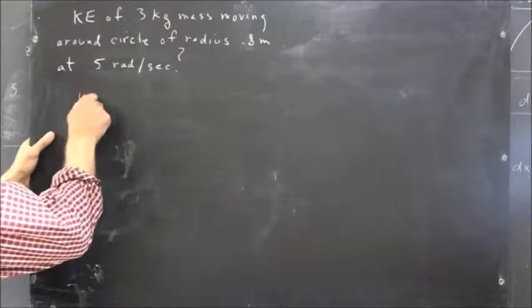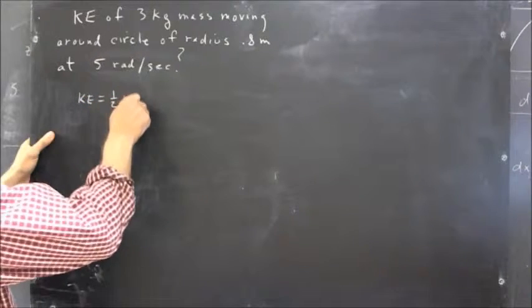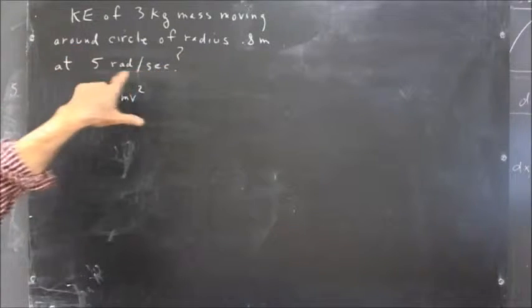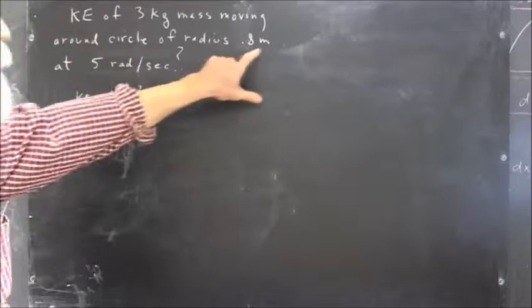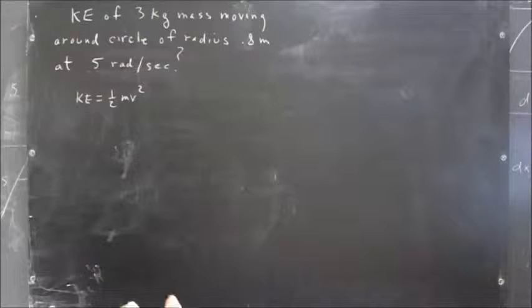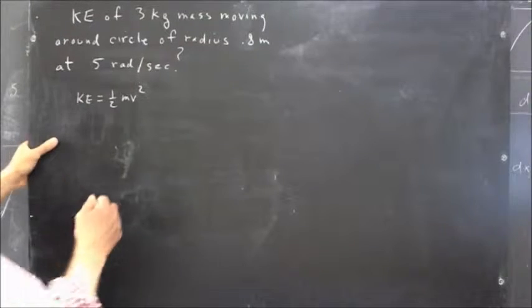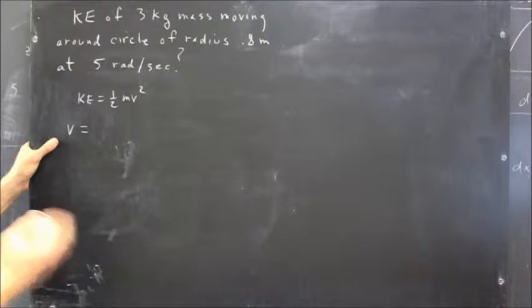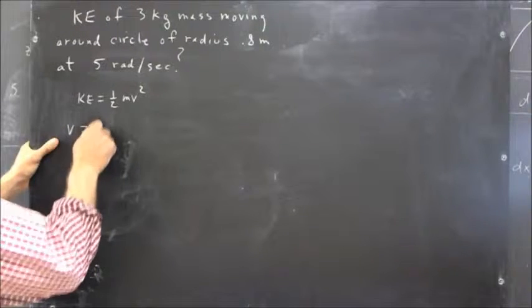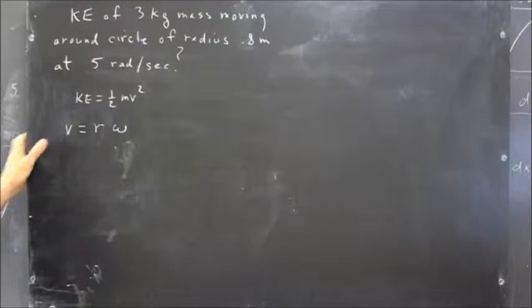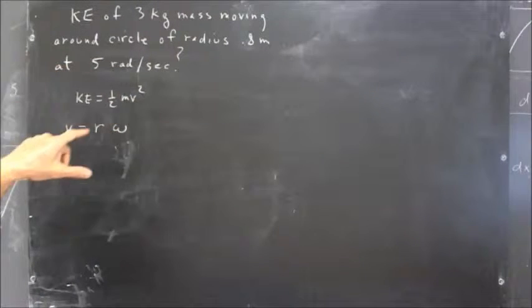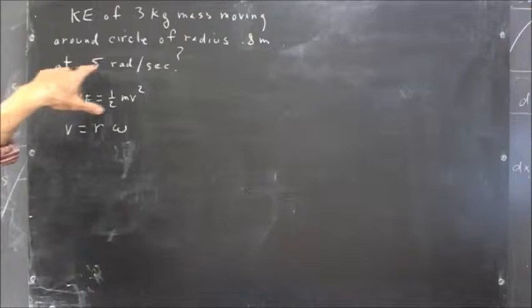The kinetic energy, of course, is 1/2 mv squared, but we're not given v, we're given the angular velocity. Of course, we're given the radius of the circle, so we can find the speed, the v, of the mass. Okay, so the speed of the mass, as we just saw, is equal to the radius times omega. Again, if we multiply the 5 radians by the radius, we get the distance.